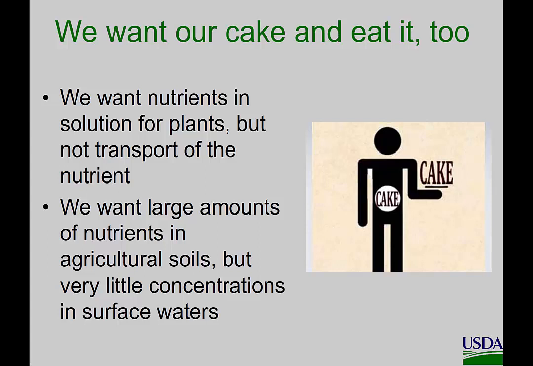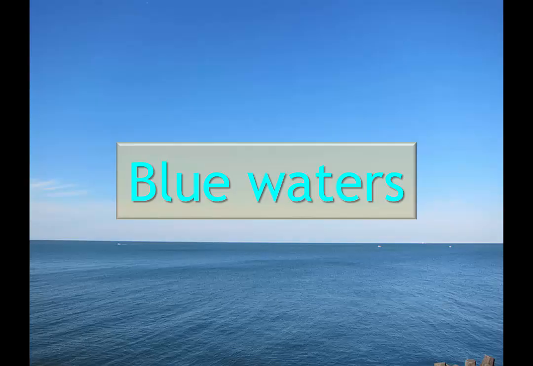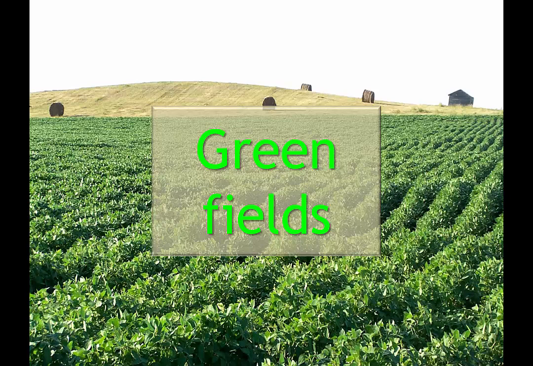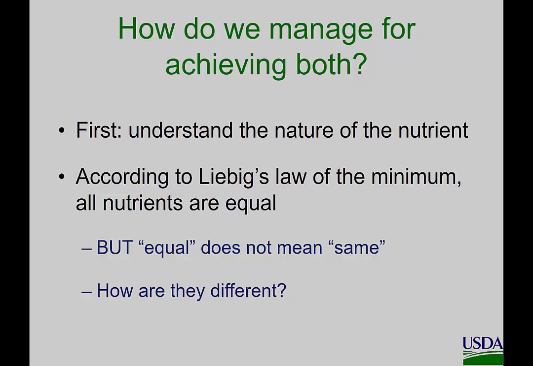So essentially, we want to have our cake and we want to eat it too. In other words, we want nutrients in solution for the plant. We want them to be in solution because they're bioavailable. The plants can take it up, reach optimum yield. But we don't want them in solution to be transported. All right, so we want a lot of it in agricultural soil solutions, but very little concentrations in the surface waters. It's a paradox. In other words, we want blue waters, we want green fields. So how do we manage for achieving both?